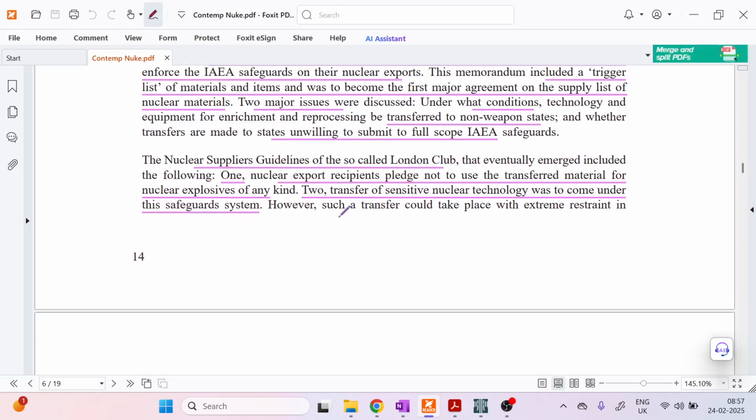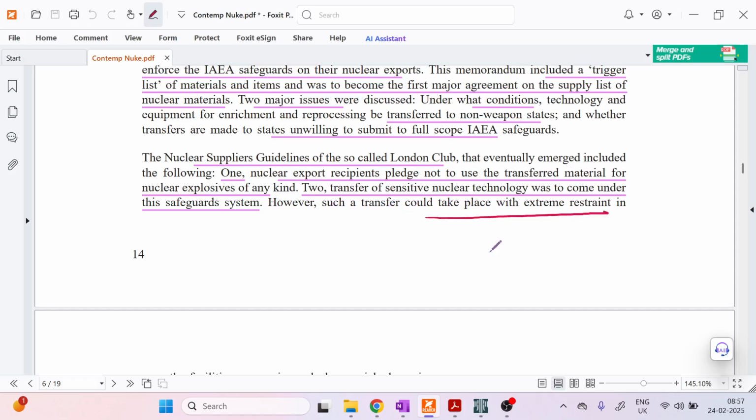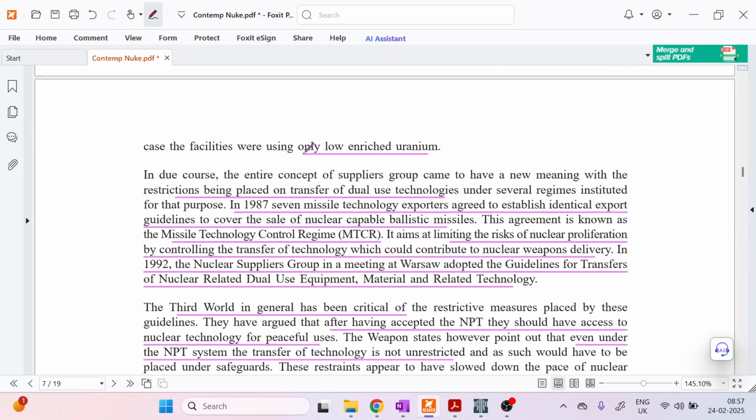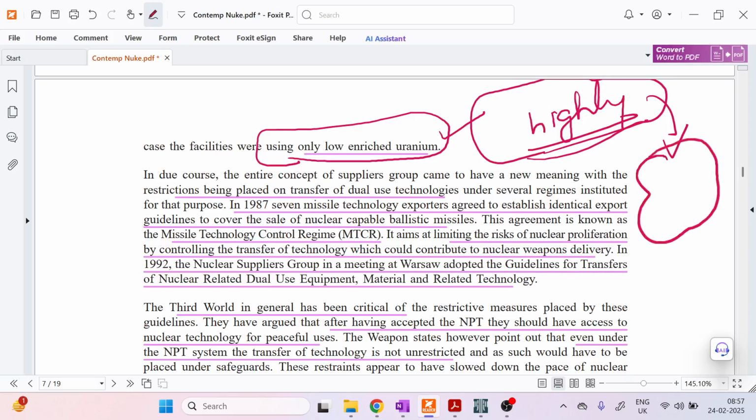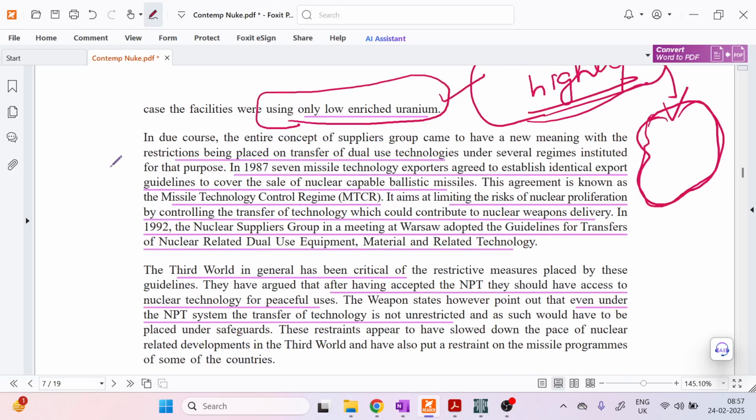And even if this nuclear technology would be transferred, such transfer would take place under extreme restraint in case of facilities and would use only low enriched uranium. Highly enriched uranium would be kept out of it, even if the energy generation potential is less, because highly enriched uranium, again, the same point, can readily be made into a nuclear bomb.